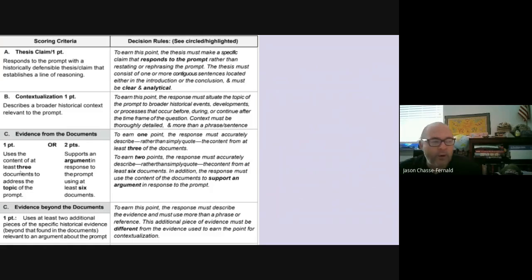Missing a single point on this DBQ rubric is similar to missing, depends on the year and norming, but somewhere in the neighborhood of like 4 to 5 correct multiple choice answers, right? So every point on this DBQ rubric is a set plus of multiple choice questions.